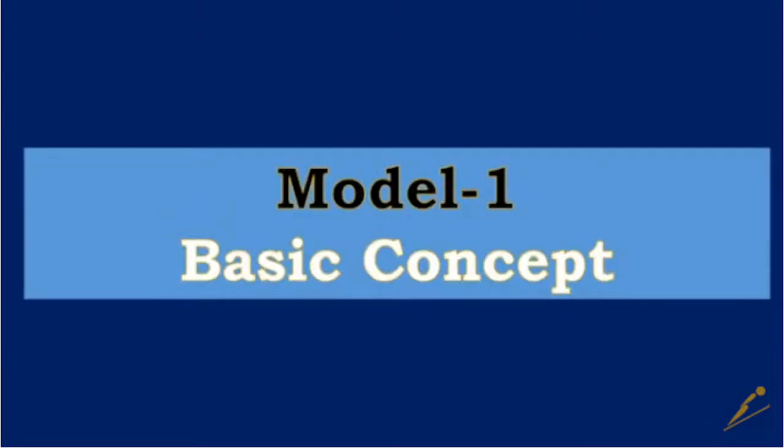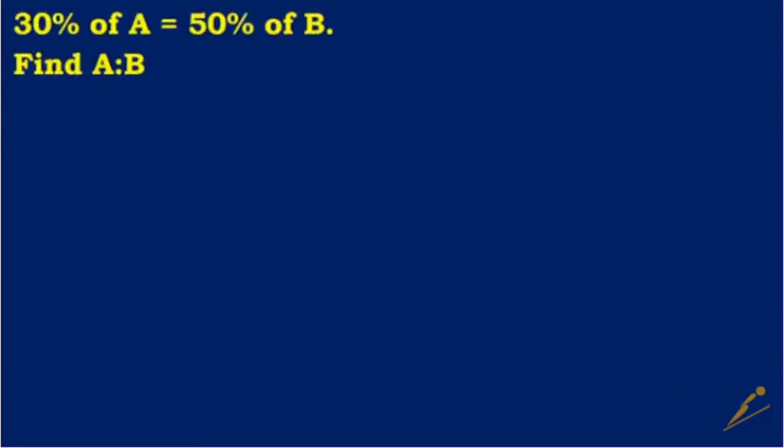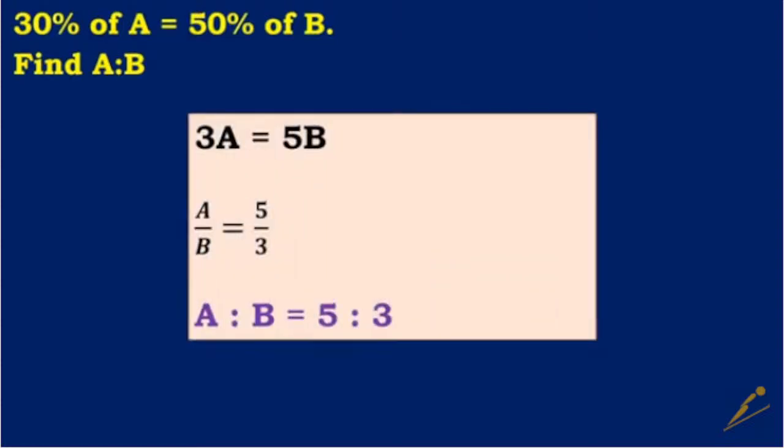Model 1. Basic concept. Example 1. 30% of A equals 50% of B. Find A:B. Percentage and 0 are cancelled on both sides. 3A equals 5B. Then the ratio A by B is equal to 5 by 3. Therefore, the ratio of A to B is 5 to 3.